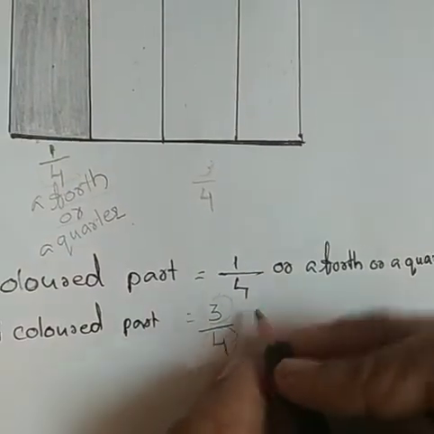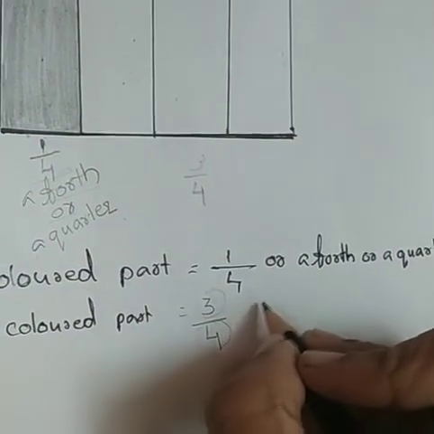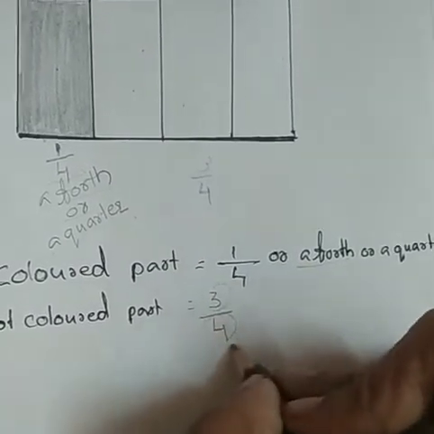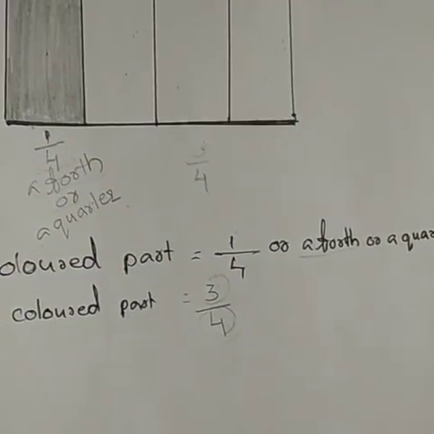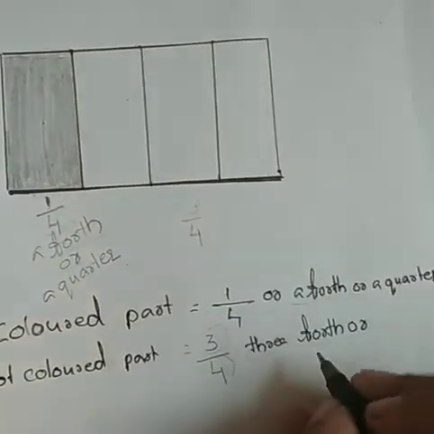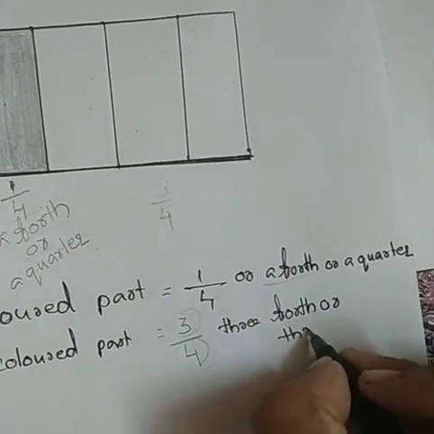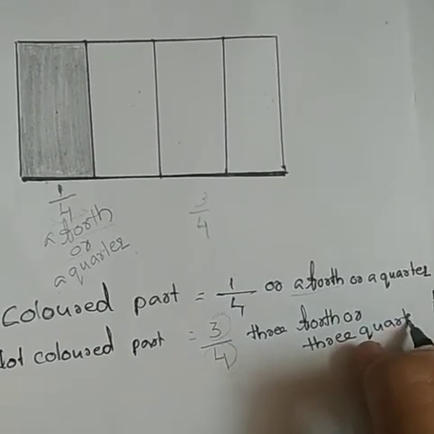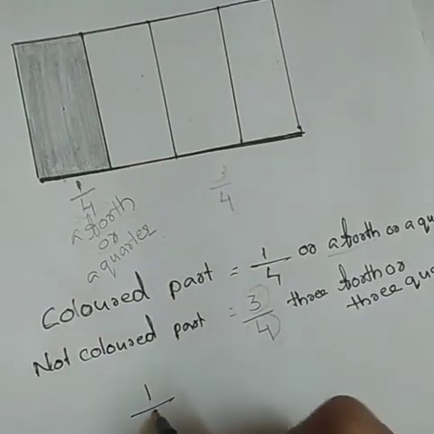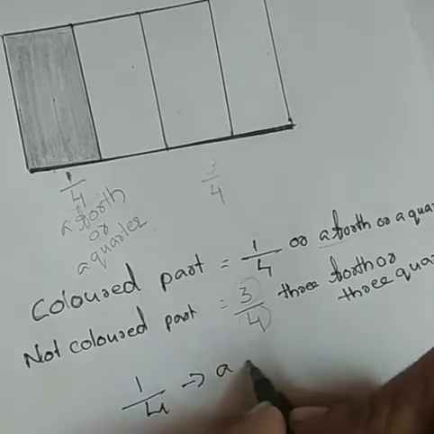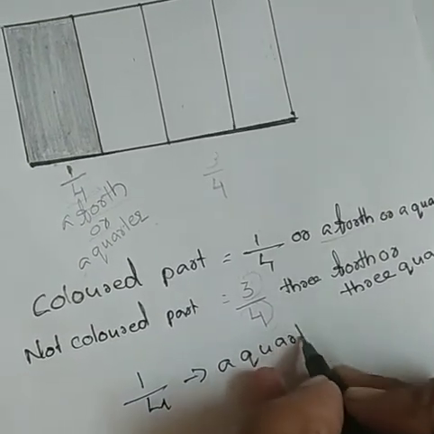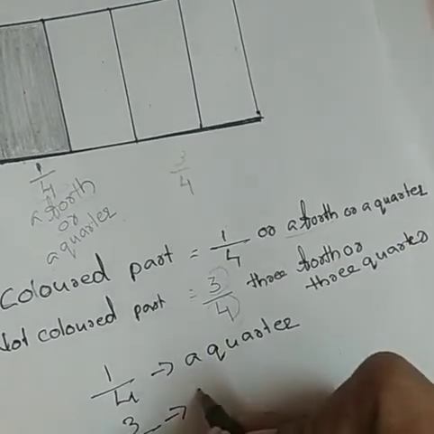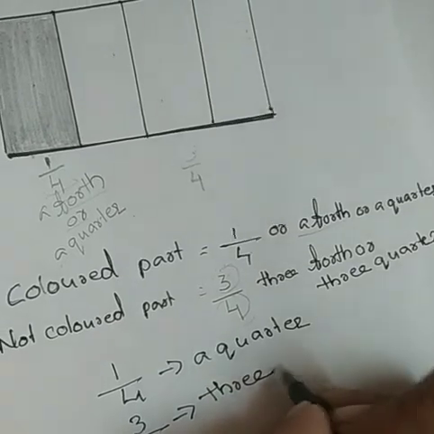3 by 4 part is not colored. This is also called 3/4. Here 1 by 4 is called a fourth. 3 by 4 is called 3/4. 1 by 4 is called a quarter. 3 by 4 is called 3/4.